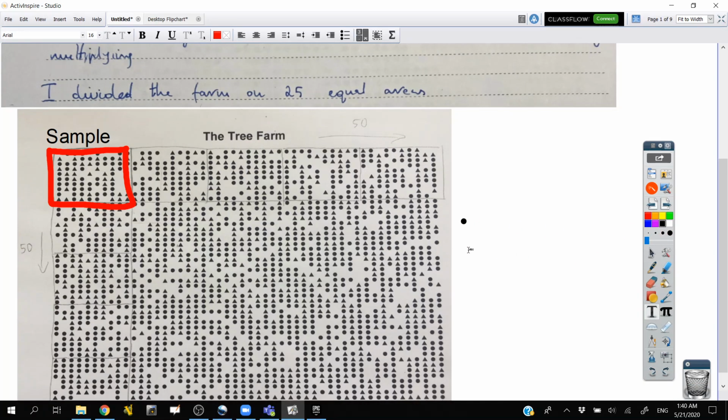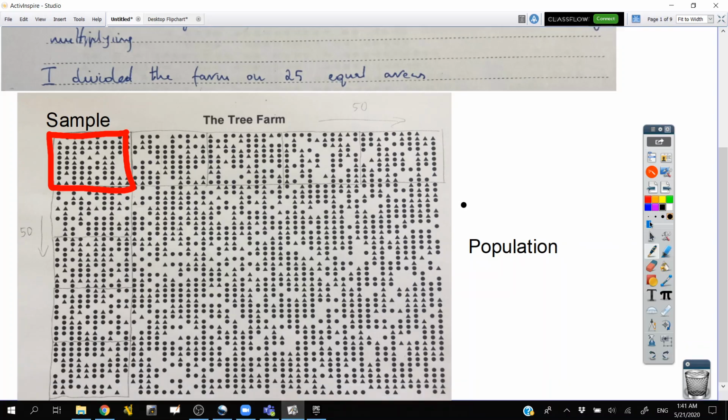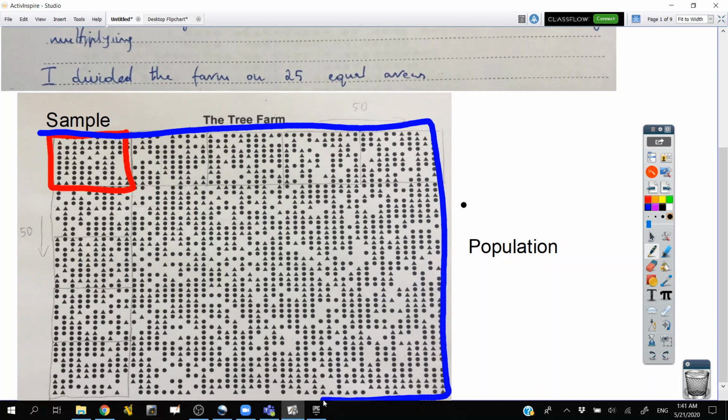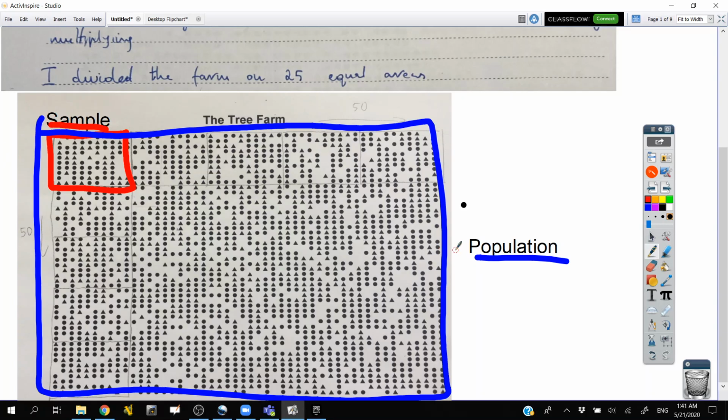Population, which would be the entire thing, like this whole space. Sometimes I hate technology. The whole thing is the population, and that small area is the sample that you used. Okay, well that makes sense. You choose a small sample and multiply it out in order to represent an entire population.